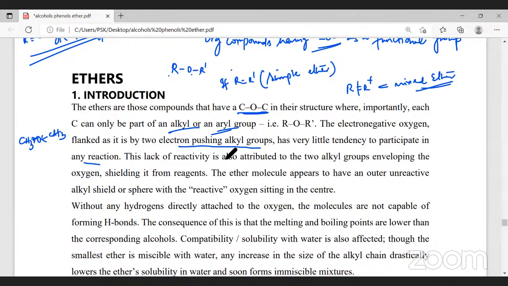This lack of reactivity is also attributed to two alkyl groups enveloping the oxygen, shielding it from the reagent. Shielding it means preventing it from the reagent. So these are bulky groups. These bulky groups will prevent any reagent attacking oxygen. The ether molecule appears to have an outer unreactive alkyl sheet or sphere with reactive oxygen sitting at the center. So oxygen is reactive and alkyl groups are unreactive. So this alkyl group shield or sphere, the reactive oxygen sitting in the center.